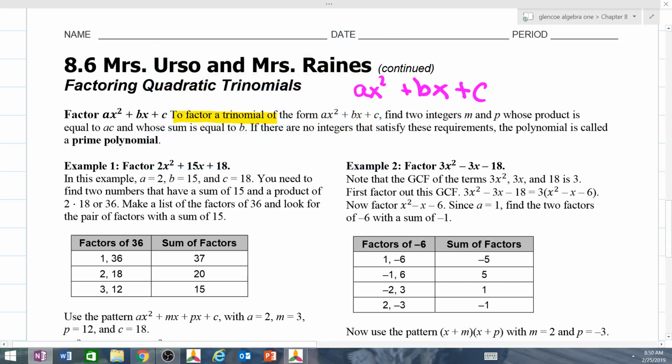To factor a trinomial in the form of ax squared plus bx plus c, we're finding two integers whose product is equal to a times c and whose sum is equal to b. If there are no integers that satisfy this requirement, it is said to be a prime polynomial. But I really want to make your life a little easier because I'm still going to teach you this by the x factor. I just wanted you to see where it was in writing that if there was no solution, it is said to be prime.